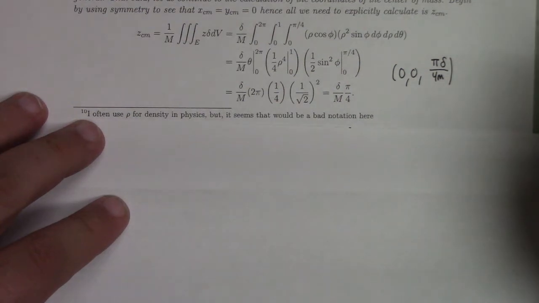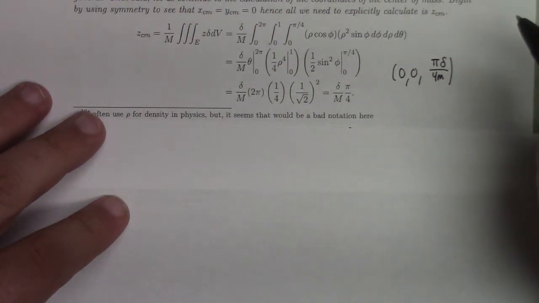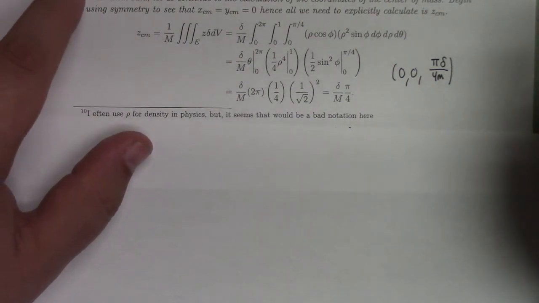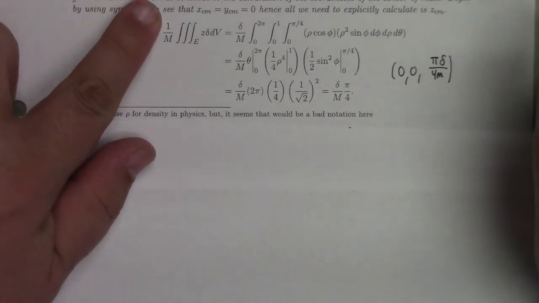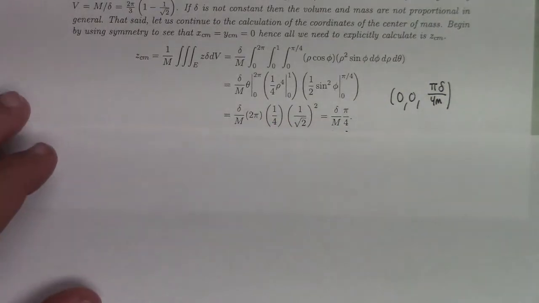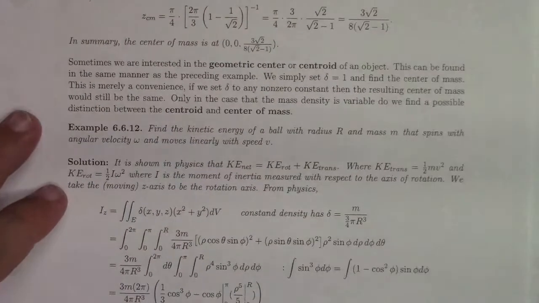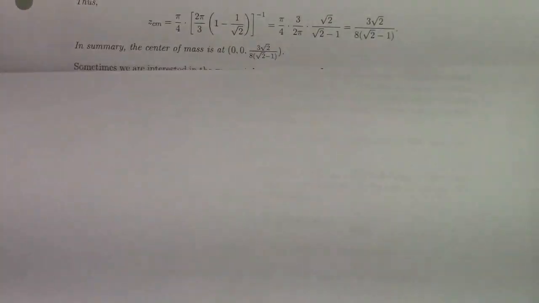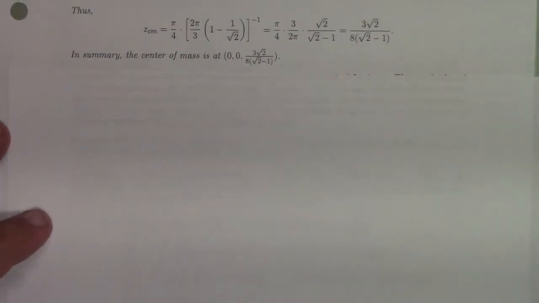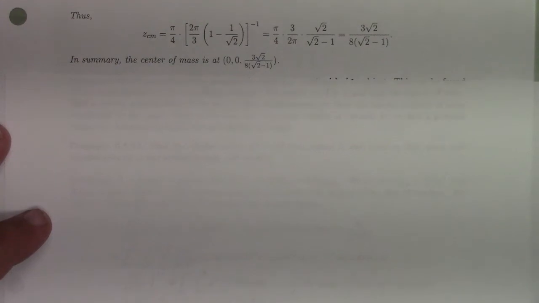But we can do better, right? Because the mass is given as, I mean, I have mass over delta up here, right? So we can use that to get rid of the delta and the m and write it as a pure number. Here we go. So the center of mass for that cone is 0, 0, comma 3 root 2 over 8 times square root of 2 minus 1.